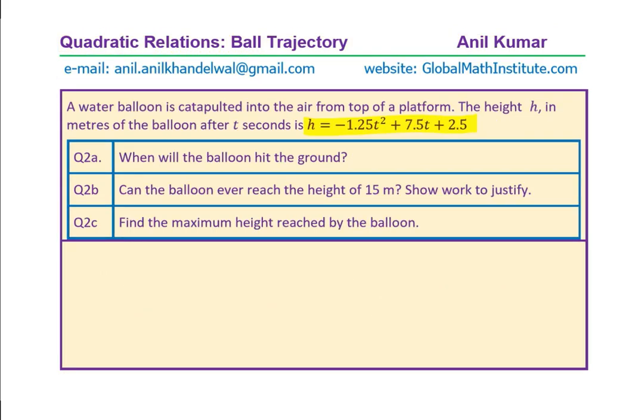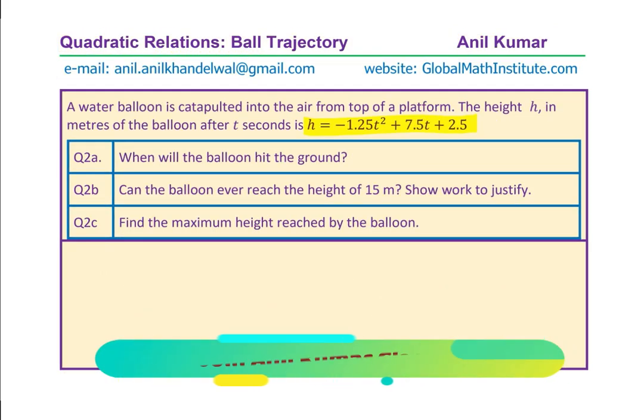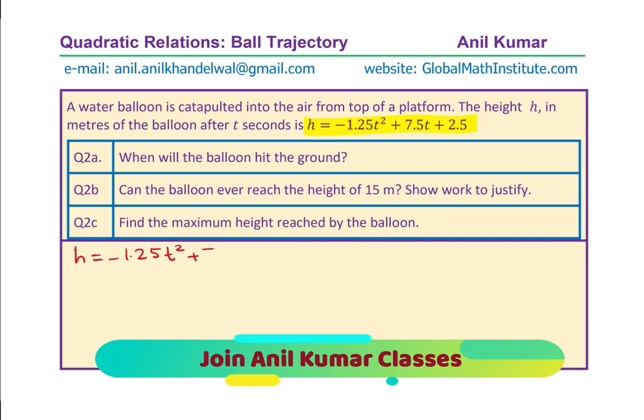Let's move on to question number 2. In this case, a water balloon is catapulted into the air from the top of a platform. The height h in meters of the balloon after t seconds is h of t equals minus 1.25 t squared plus 7.5 t plus 2.5. When will the balloon hit the ground? Can the balloon ever reach a height of 15 meters? Show your work to justify. Find the maximum height reached by the balloon.